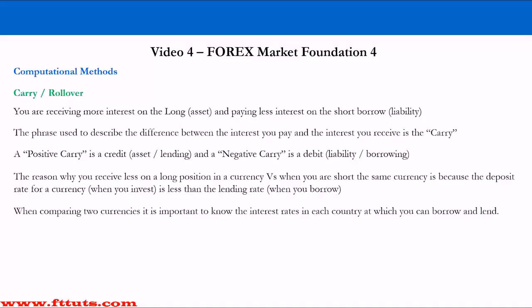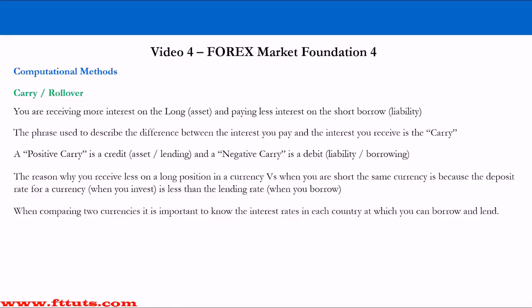What's actually happening is you're, again, receiving interest on the asset and paying interest on the liability. So the currency that you're long, the classic carry situation, is that you're making more money on the long currency than you are on the short currency. So more than you're paying out. And this becomes a credit to your trading account. And the opposite of that is that you're paying a debit out of your account.